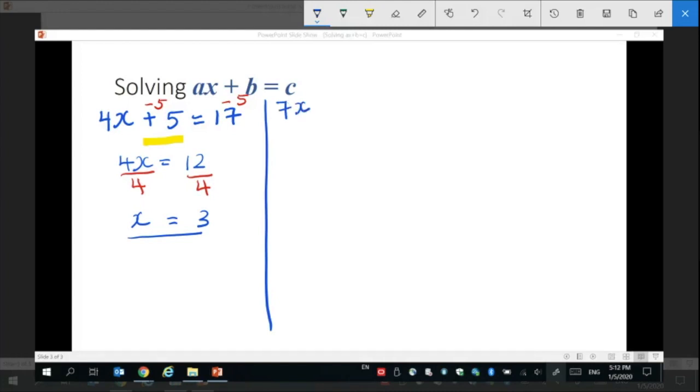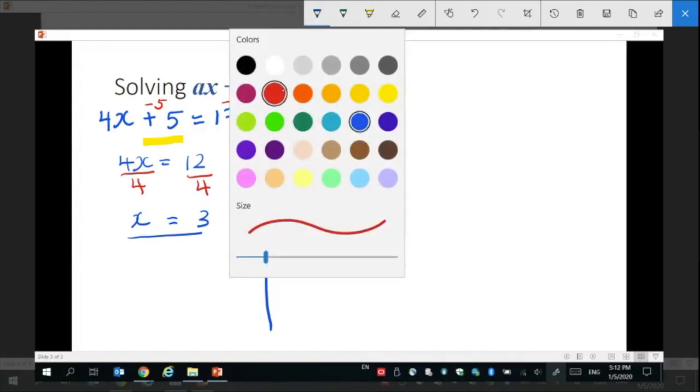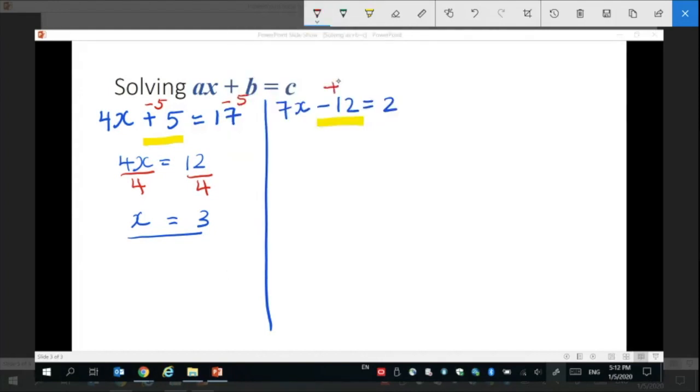7x minus 12 is equal to 2. So I need to get rid of the constant term on the left-hand side first. To get rid of that, I need to add 12 on both sides. I'll get 7x minus 12 plus 12 will be 0. 2 plus 12 is 14.